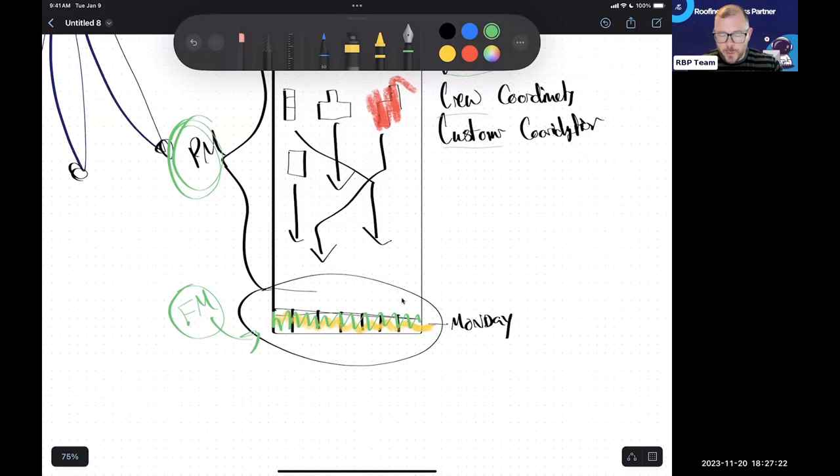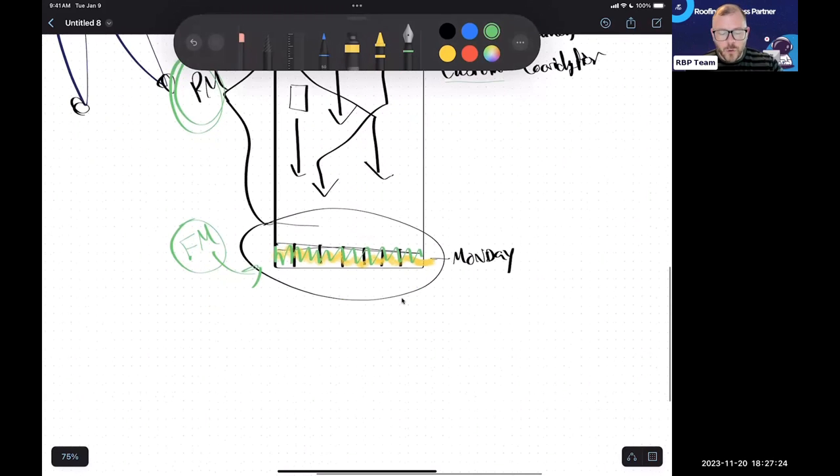So good process helps, but as you grow, you can't just count on people being better. You have to put systems in place to prevent it. That's what the field manager does.